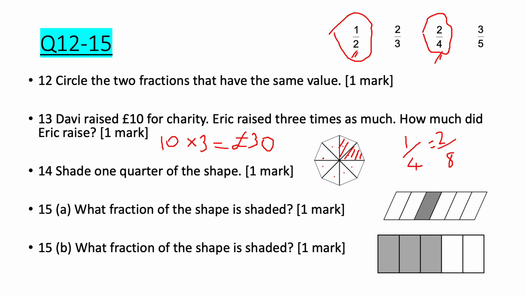Question 15A, guys. What fraction of the shape is shaded? Well, I've got 1, 2, 3, 4, 5, 6. So I've got 1 out of a total possible 6. Part B. What fraction of the shape is shaded? I've got 1, 2, 3, 4, 5. 3 of it shaded out of a total possible number of 5. So 3/5 is my answer for that question.